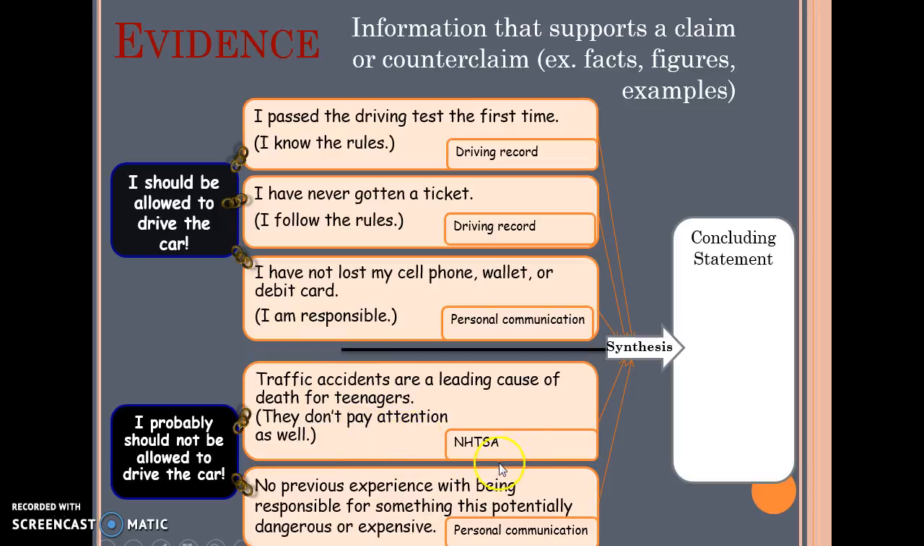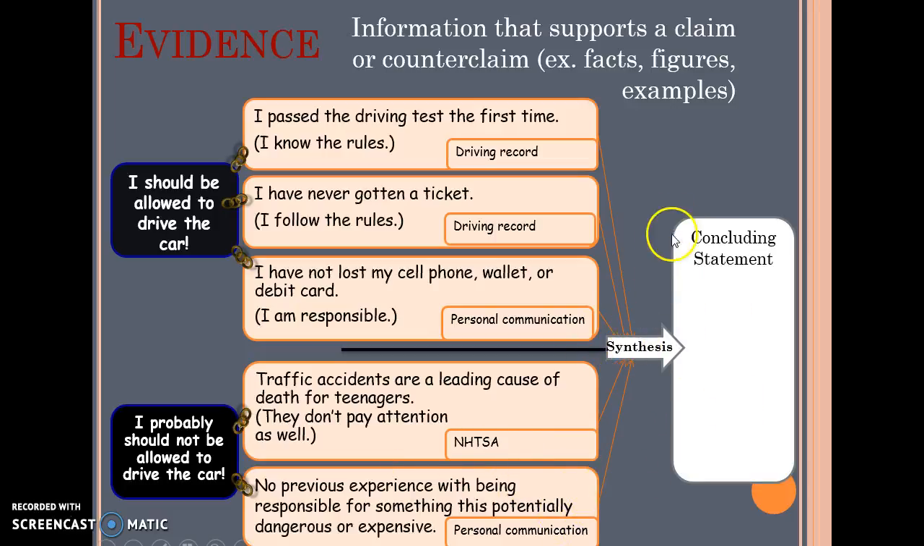You can refute that by creating a rebuttal using the NHTSA. So find facts or statistics to use to refute that particular warrant. Another reason why you might not be allowed to drive the car is that you don't have any previous experience with being responsible for something this potentially dangerous or expensive. Again, use your personal communication as showing equal value as to why you should be allowed to drive the car. You have to make sure you're refuting that counterclaim.